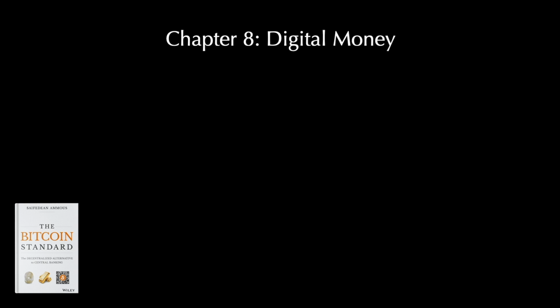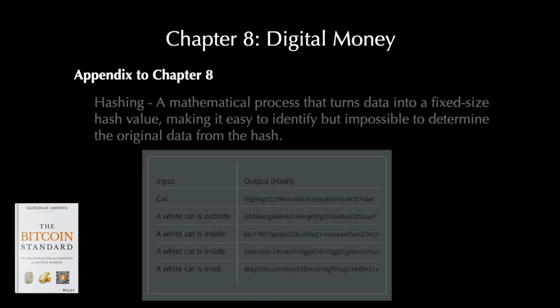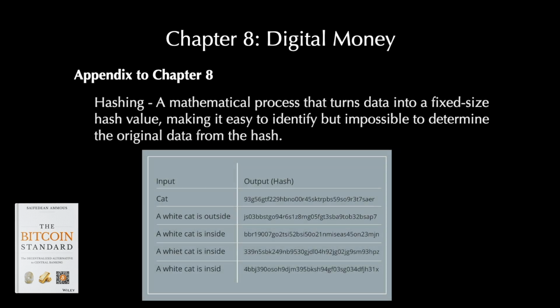Appendix to Chapter 8. There are three important technologies used by Bitcoin. Hashing. Hashing is a mathematical process that turns data into a fixed-size hash value, making it easy to identify, but impossible to determine the original data from the hash. It is used in various aspects of Bitcoin, including digital signatures, proof of work, and transaction identifiers.